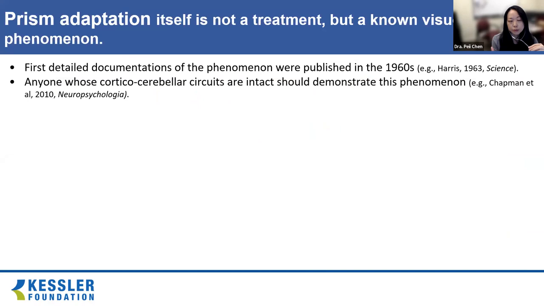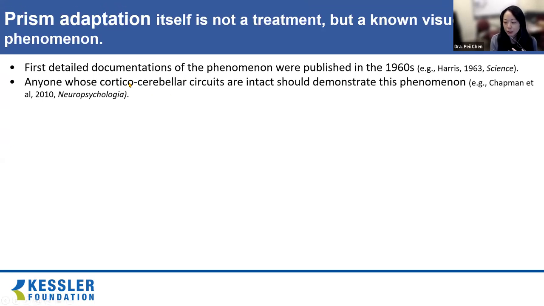So let me talk about what prism adaptation is. Prism adaptation itself is not a treatment. It is a known visual motor phenomenon. We've known it since back in the 1960s. If you're interested, I can share this paper with you. It's published in Science. So it has been documented in detail how this phenomenon comes to be, how we observe it. And we even know the neural circuits underlying this phenomenon. So anyone whose cortical cerebellar circuits are intact should demonstrate this phenomenon. You cannot fight it, basically.